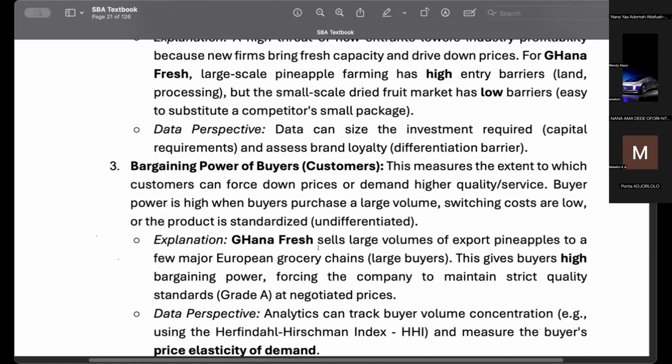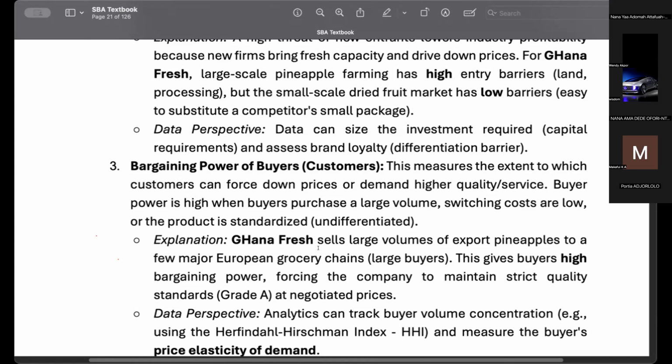Now, GH Fresh sells large volumes of export pineapples to a few major European grocery chains. They are large buyers. This gives the buyers high bargaining power because you are selling grade A products, and those who buy grade A products are very few, especially from Africa. You are very few in the UK. So you're kind of tied to them, and you want to make sure you get your produce to them and make them happy, so that they can give you the rebates or continue giving you continuous business.